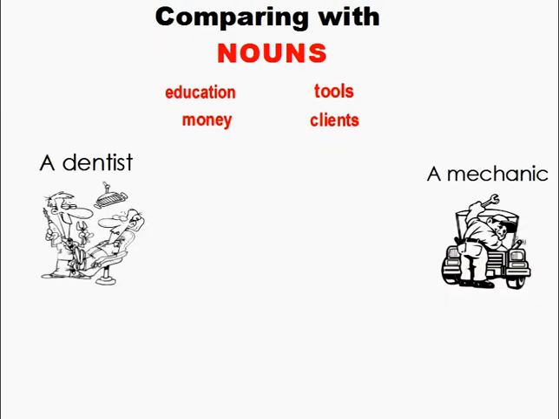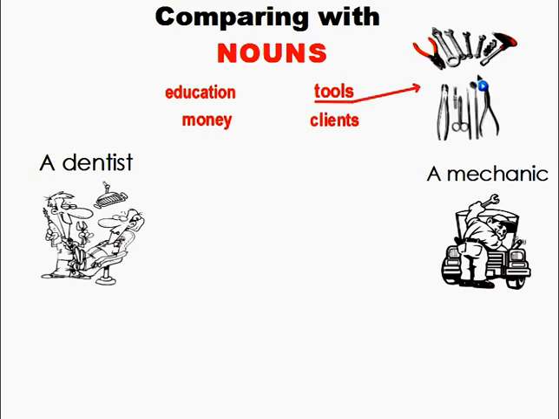Okay, so we're going to look at another type of comparing with nouns. Remember, nouns are things like ideas and objects, okay? So for example, education. Education is an idea, that's a noun. Money is an object, that's a noun. Tools. Tools are these things. So this is a mechanic's tools. These are a dentist's tools. They're objects, so those are nouns. And clients. Clients are the people that go to a business. And again, those are nouns.